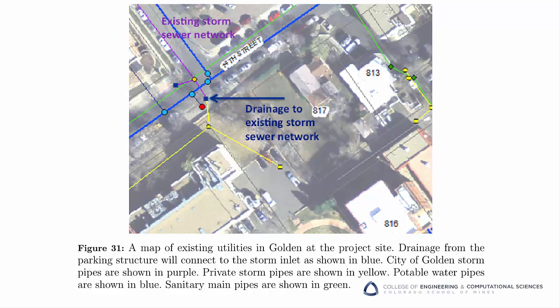Using this information, they were able to create a detailed and well-developed design for the city of Golden. That's it for site analysis. Now let's check your understanding.